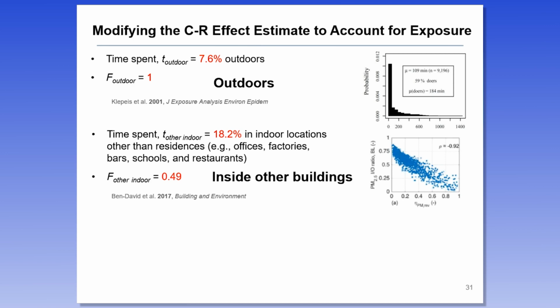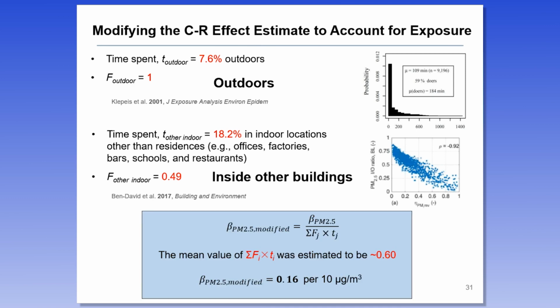The infiltration factor for these buildings was based on a study from Ben-David et al. in 2017, which suggested an infiltration factor of PM2.5 for offices of about 0.49. That study was in Finland and for office buildings, but because of the lack of data, we used this study for all buildings other than residences to estimate the infiltration factor of PM2.5 for them.